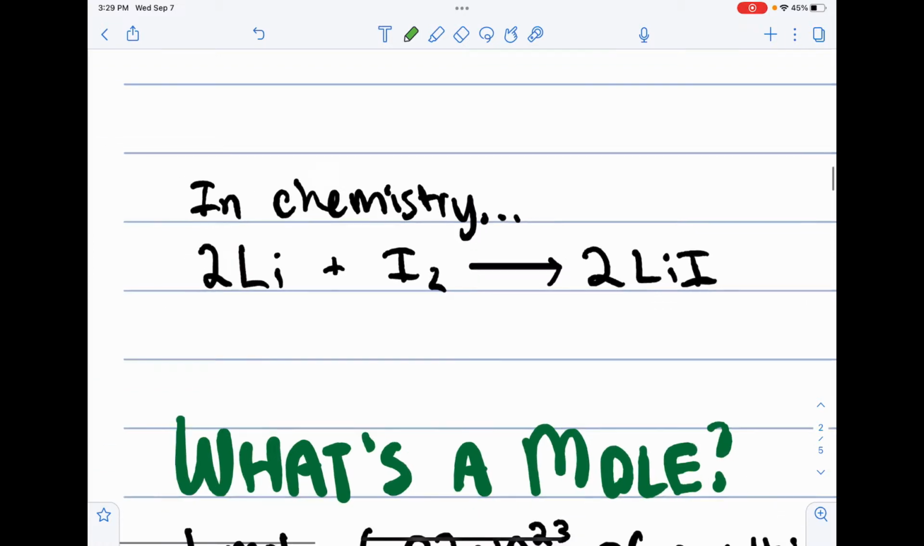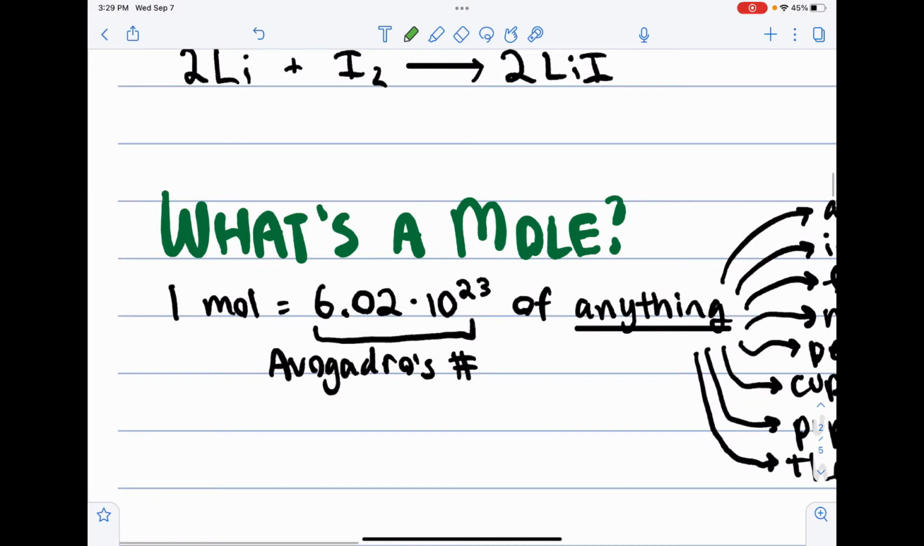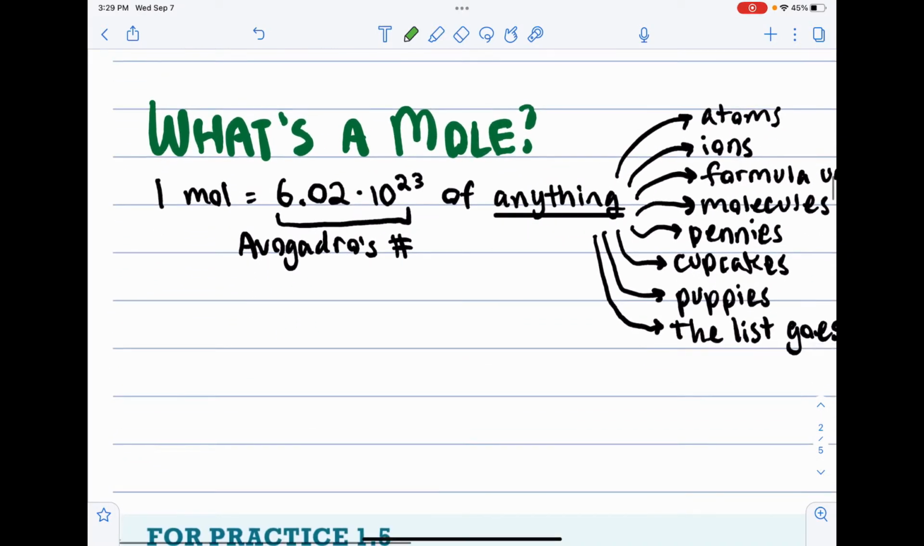So when I'm introducing a mole here, think of it kind of like a dozen, but it's for chemistry. A mole is Avogadro's number of anything. Avogadro was this guy, and he put a hunk of carbon that was 12 grams on a scale, and he said, however many atoms are in that is a mole. And it turns out that this number is 6.02 times 10 to the 23rd power.